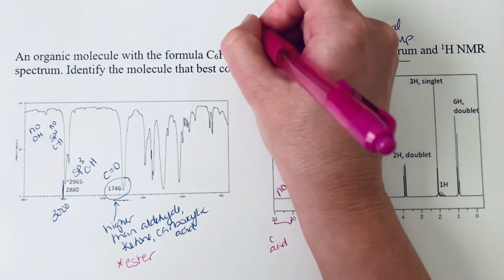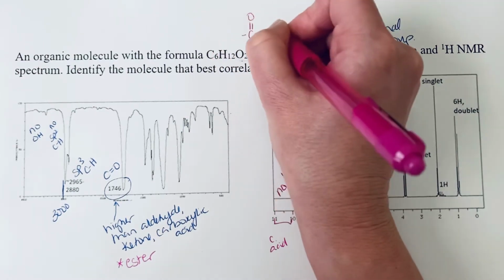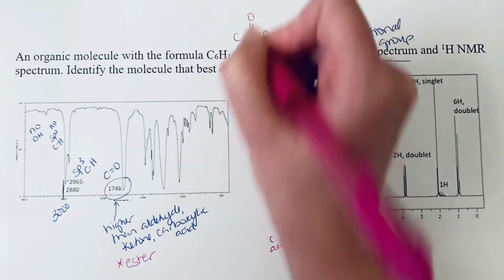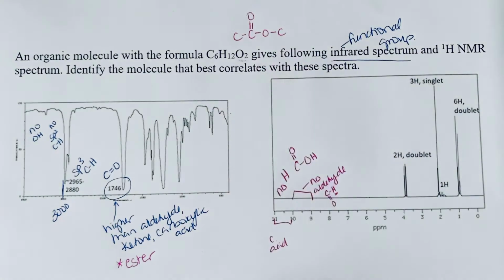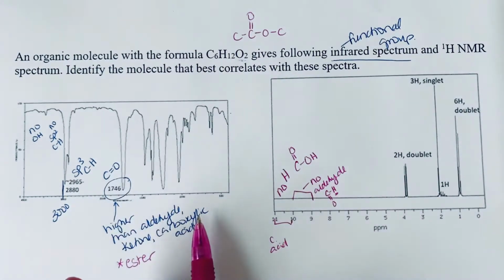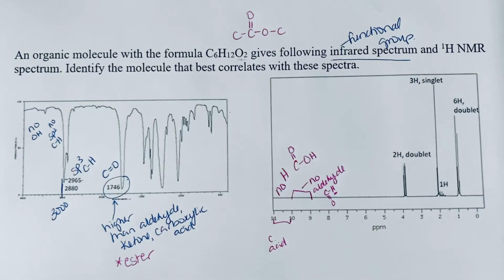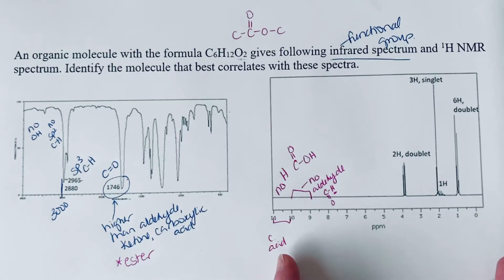So let's start to draw that ester framework. So we've got something like this. We just don't know what's attached to these carbon atoms yet. And so this is the power of proton NMR. The infrared allows us to see that we probably have an ester. And so if we had a couple different esters of this formula, we could say, well, it's probably one of those. The proton NMR will allow us to say exactly which one.